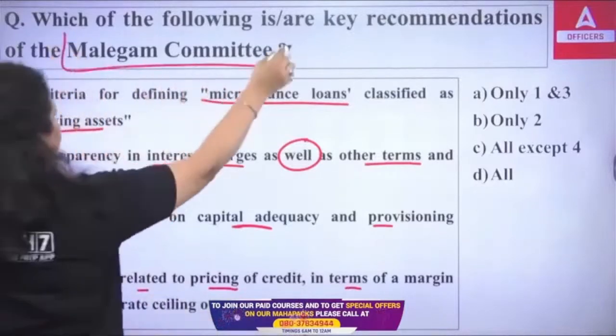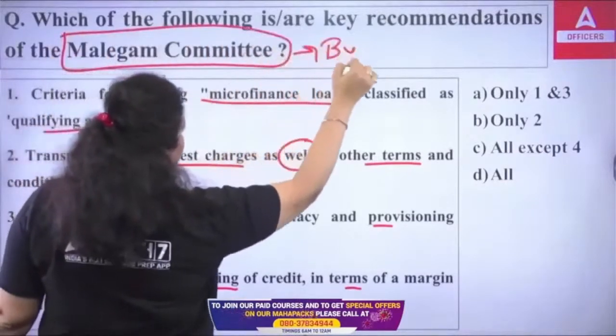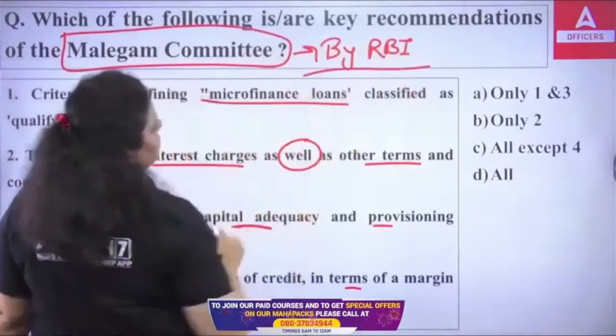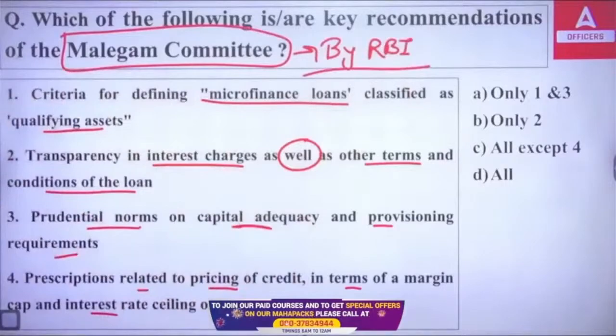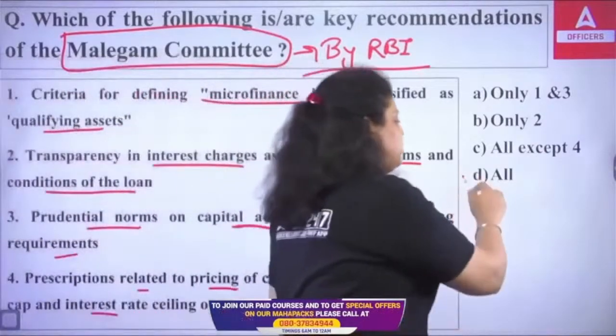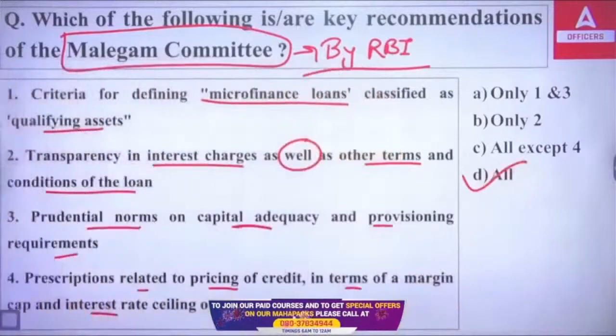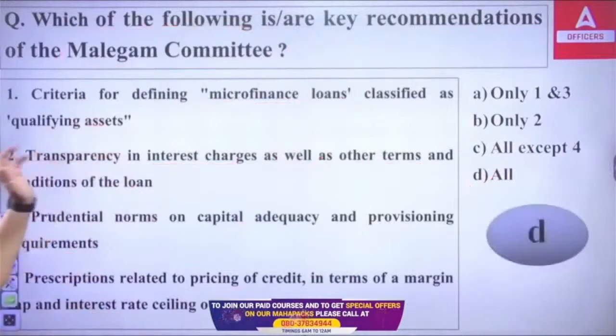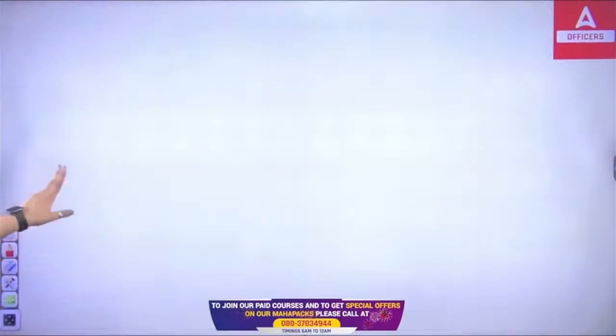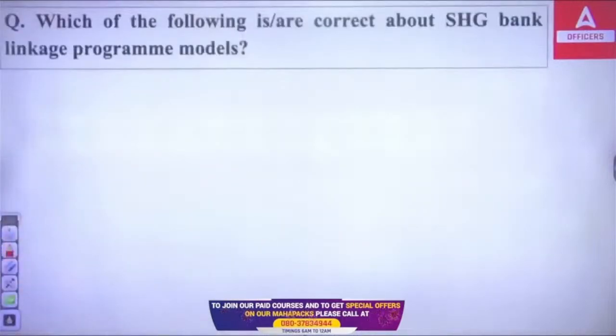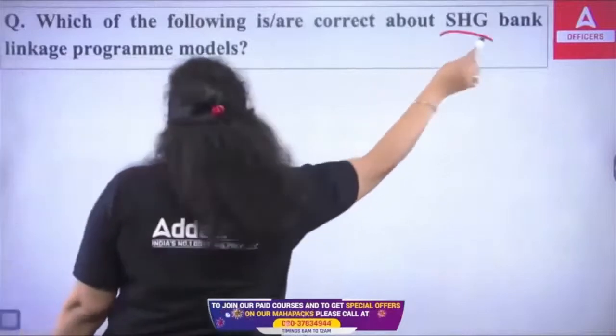So this Malegam Committee was formed by whom? RBI. And this committee has given certain recommendations to us. Which of the following is the key recommendation of this committee? The right answer is all are the recommendations. All recommendations have been given by this committee. This committee actually gave around 7 to 8 recommendations to make the banking system, financial system more proper. But here we have 4 statements. So all are covered under the Malegam Committee. Right answer is D.